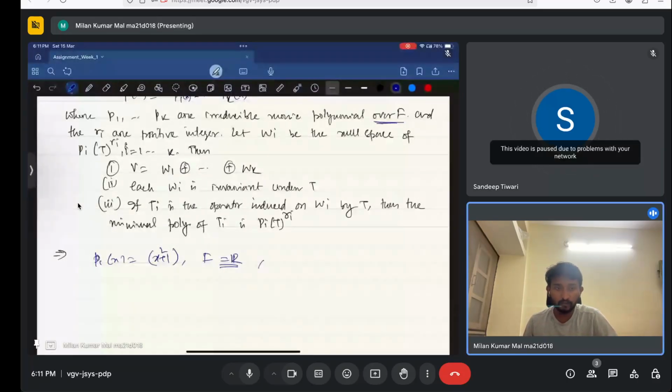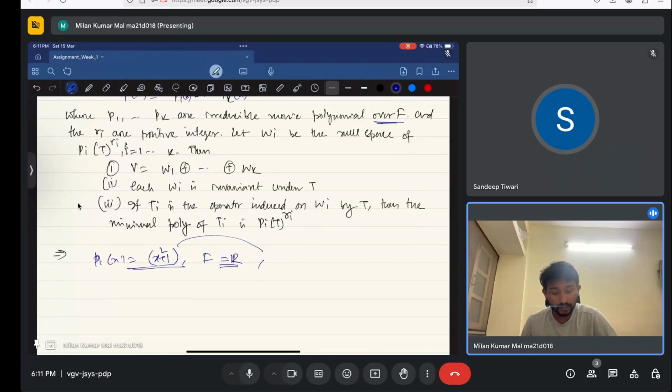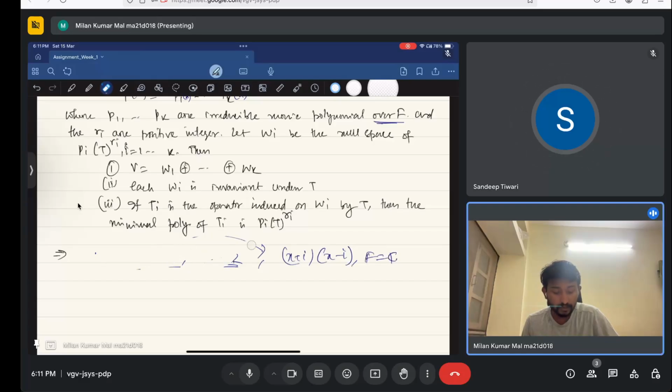In fact, any polynomial is reducible over the complex field C, because C is algebraically closed. So it is irreducible over R, but in the complex plane it can be written as (x plus i)(x minus i), where i is the square root of minus 1. So irreducibility depends on what field we are considering. Monic means the coefficient of the highest degree term is 1.